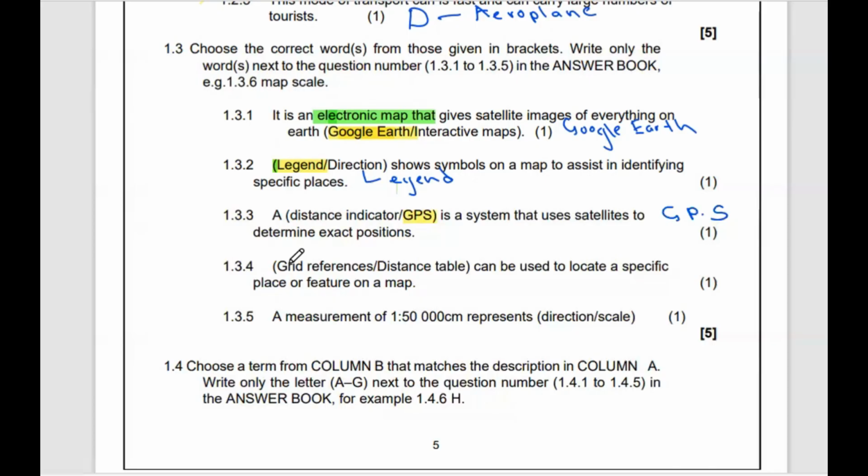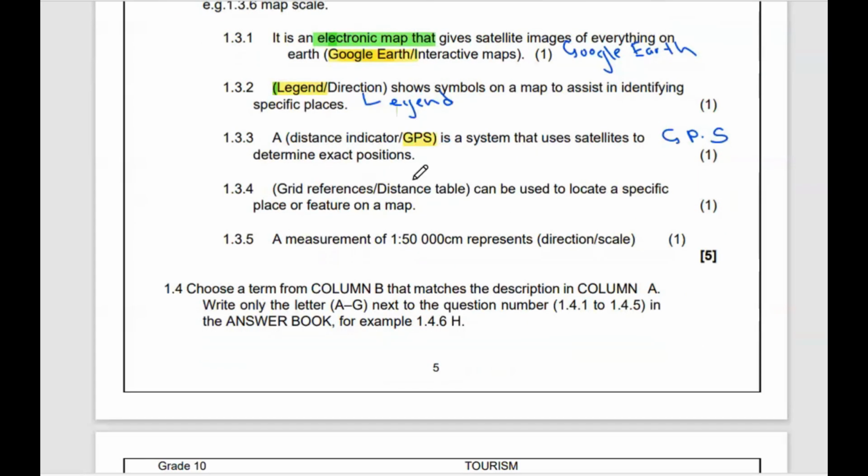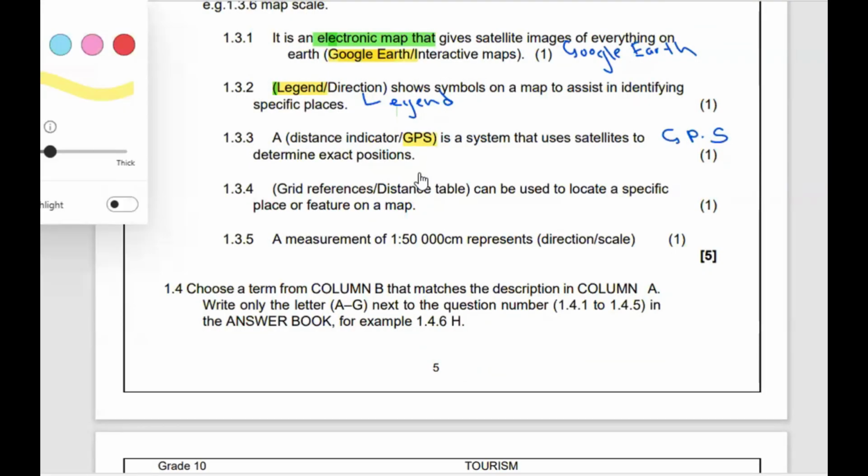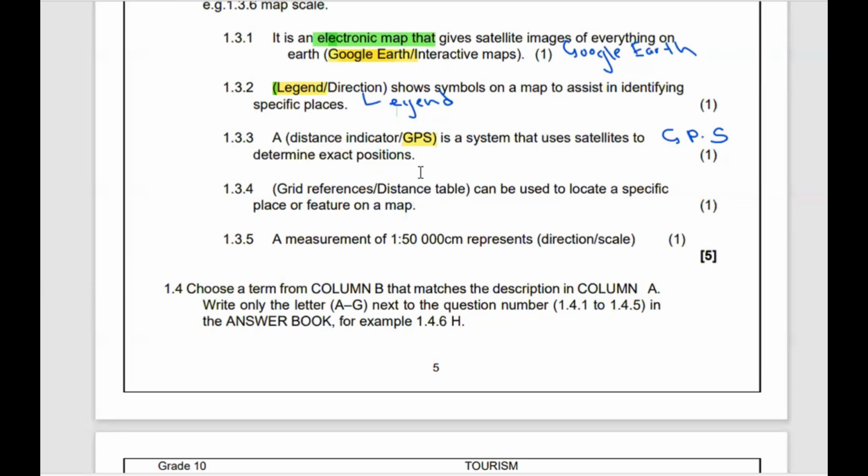Moving on to 1.3.4, grid references or distance tables can be used to locate a specific place or feature on a map. So if you want to locate a specific feature or a place, you have to make use of grid references. Grid references are the ones which are used to locate a specific feature or place on a map.